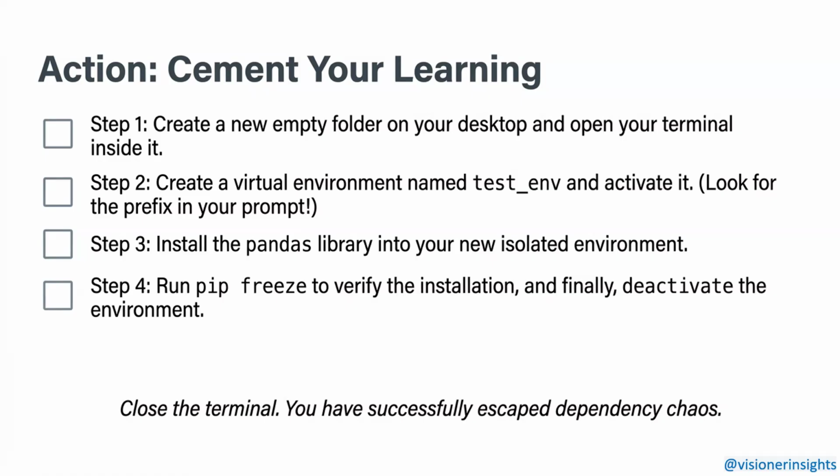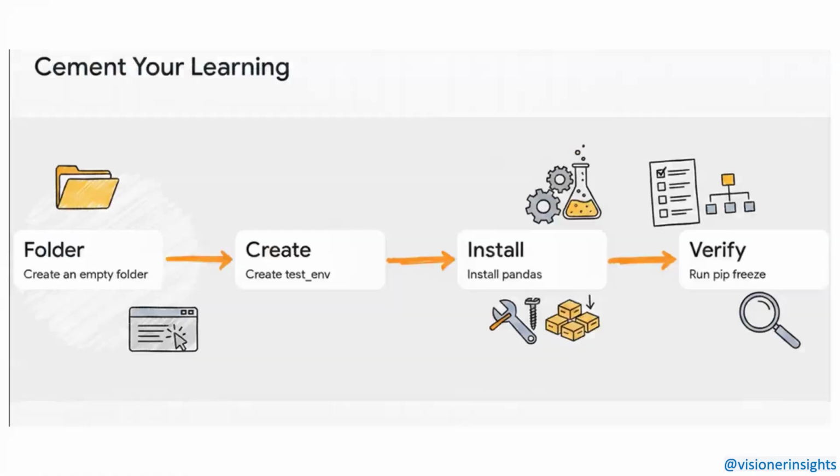Here are your final actionable steps for today. Step 1, create a new empty folder on your desktop and open your terminal right inside it. Step 2, create a virtual environment named test_env and activate it. Make sure you look for that prefix in your prompt. Step 3, install the pandas library into your new isolated environment. And finally, step 4, run pip freeze to verify it installed correctly, and then cleanly deactivate the environment. Once you close that terminal, congratulations, you have successfully escaped dependency chaos.